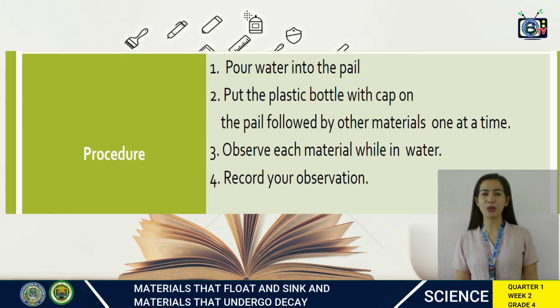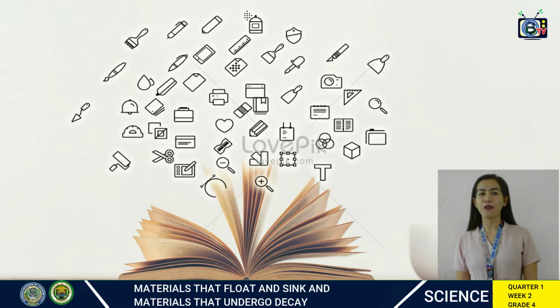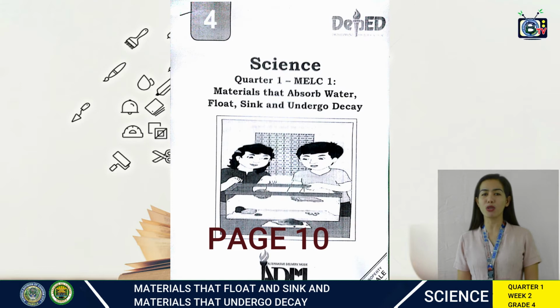Here's what you will do. First, pour the water in the pail. Then, put the plastic bottle with cup in the pail followed by other materials. Place them one at a time. Observe the materials while in the water. Record your observation. After doing the activity, fill in the table in your module on page 10.